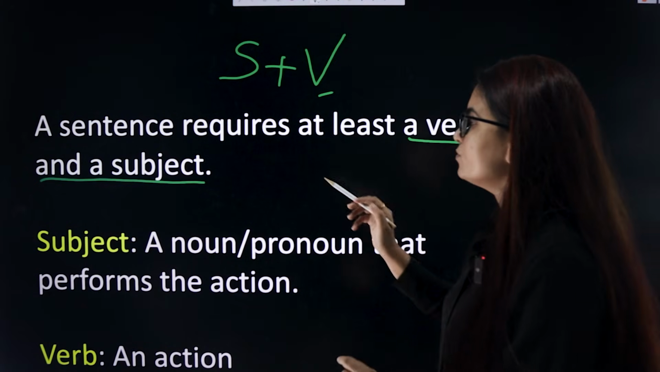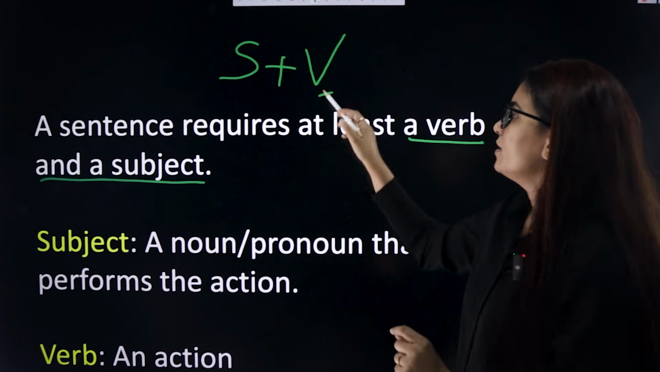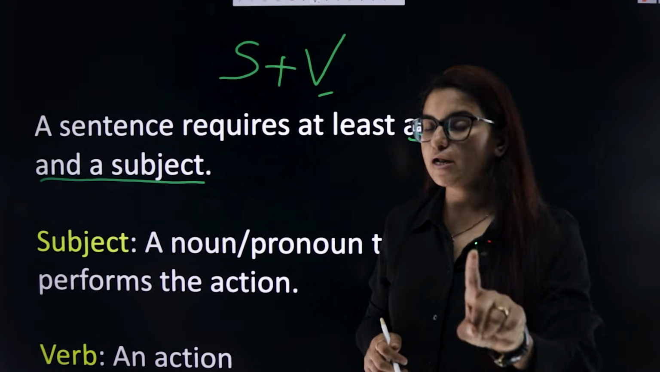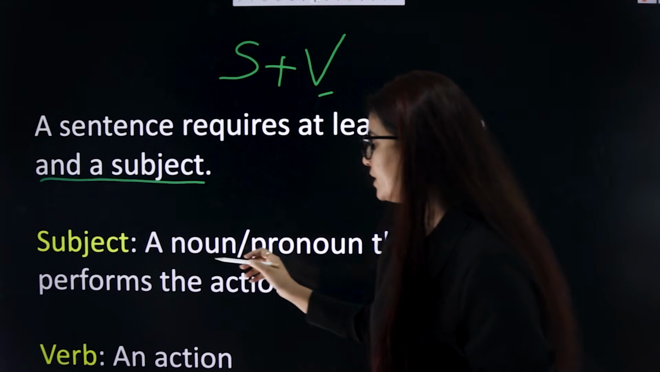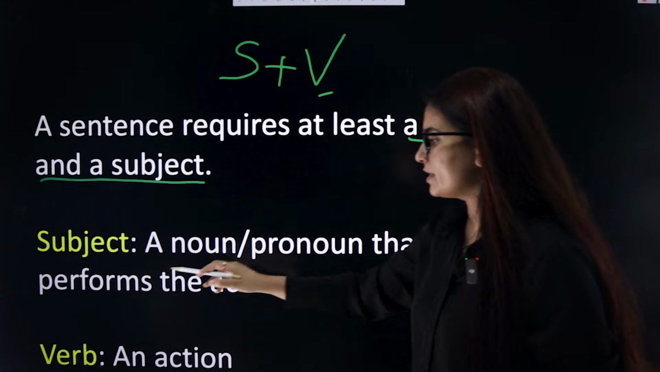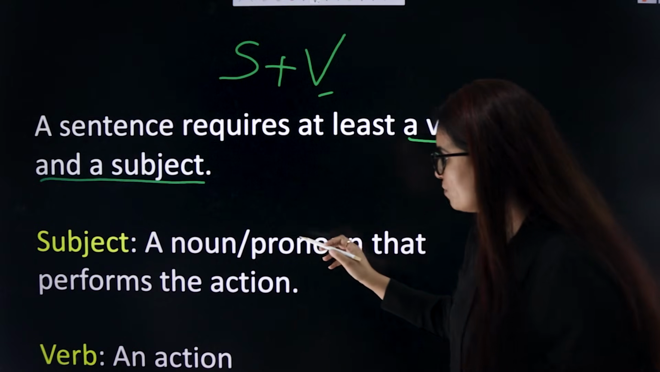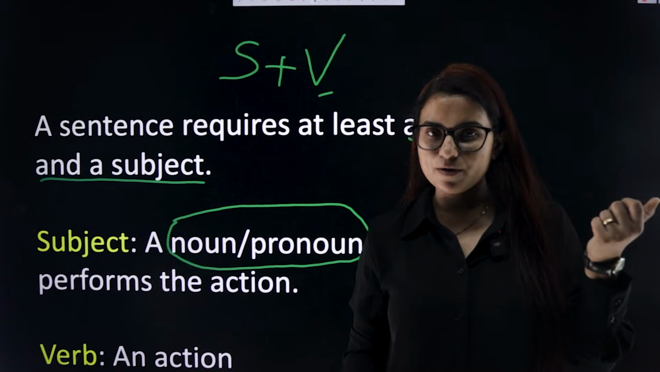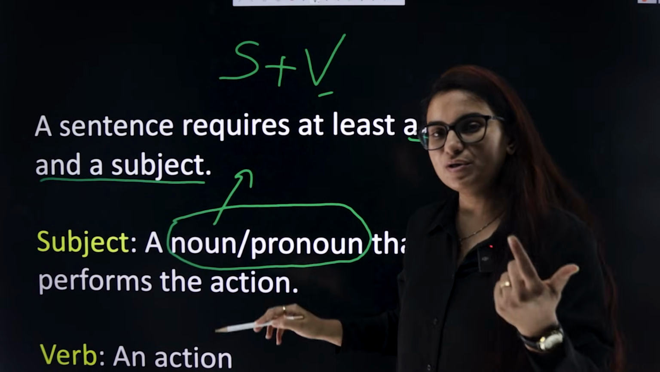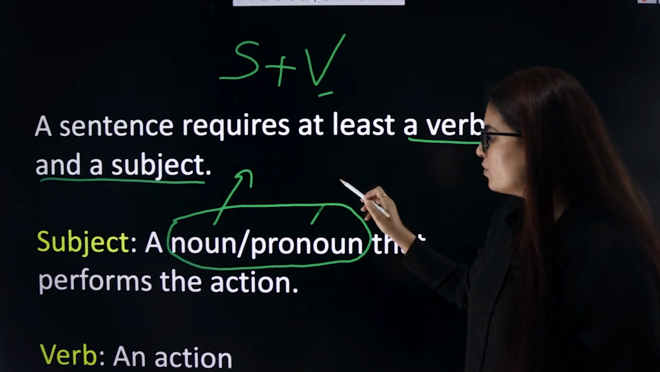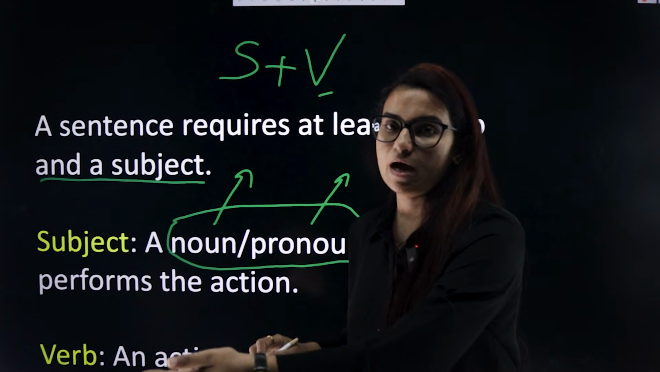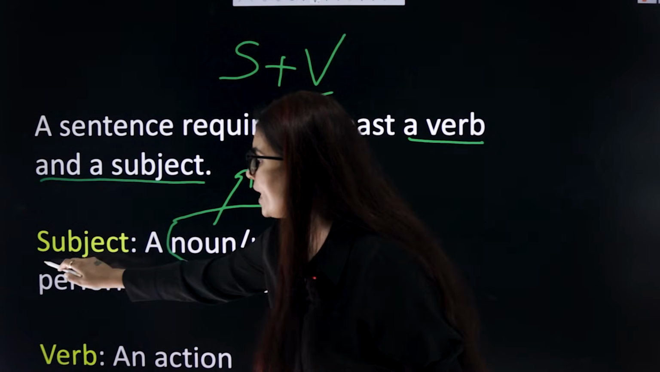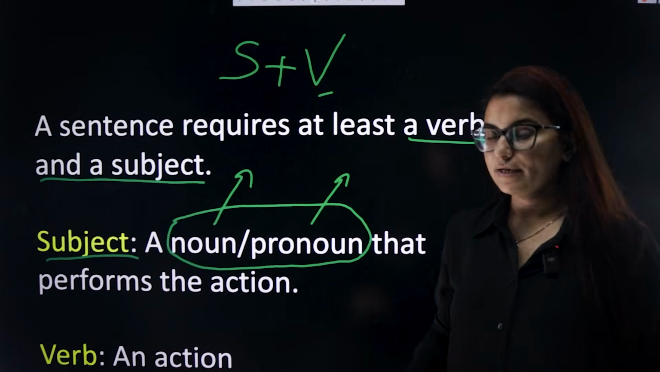I have noticed many times students have a subject in their sentence, but they forget the verb. You cannot write a sentence without a subject and a verb. Subject is something which is a noun or a pronoun that performs the action. You must be remembering the definition of a noun and pronoun from our previous lecture. Noun is the name of a person, place, or thing. Pronoun is a word which replaces a noun so that we don't have to repeat ideas. Also, noun and pronoun can become the subject.